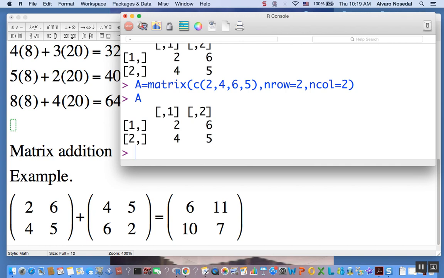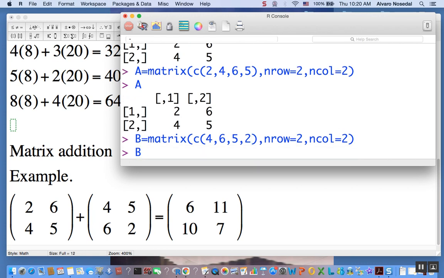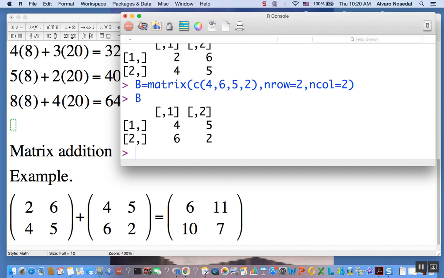Let's do the same with the second one. So instead of A, I'm going to have B. Instead of 2, here I have a 4. I have a 6. Here I have a 5. And I have a 2. Same dimensions. Let me type B so I can check that I got the matrix that I wanted. Yeah, it is the one that we want.